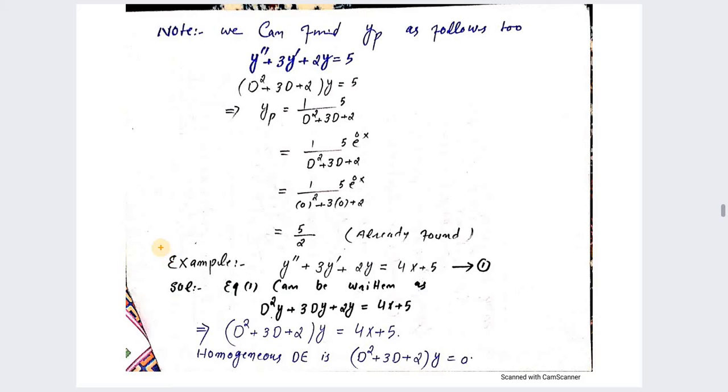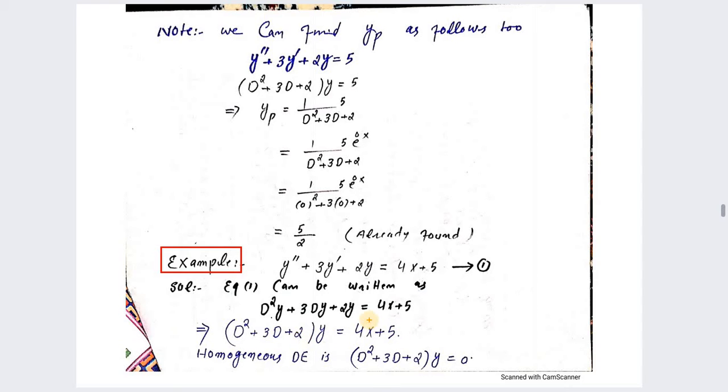Here we have an example where we have to solve the second order non-homogeneous linear differential equation by the method of undetermined coefficients. This y double dash means d square y, this y dash means dy. Now from here we have to take y common. This is the equivalent form of the differential equation.